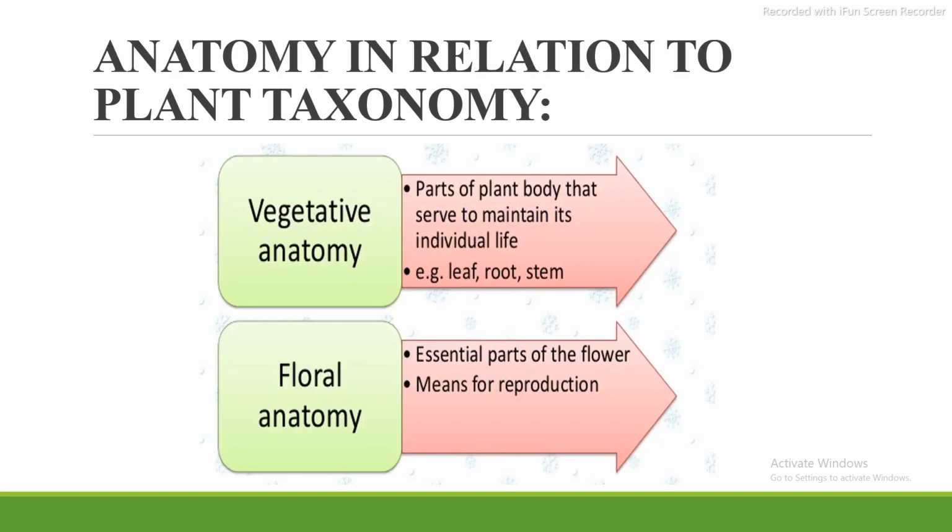Anatomy in relation to plant taxonomy. First is vegetative anatomy. Vegetative anatomy includes parts of the plant body that serve to maintain its individual life. For example, leaf, root, and stem are included in it. Second is floral anatomy. Floral anatomy includes the essential parts of the flower, which are the means for reproduction.